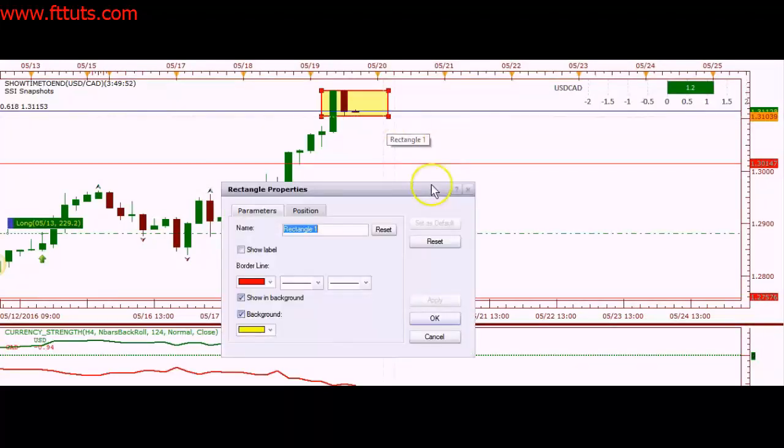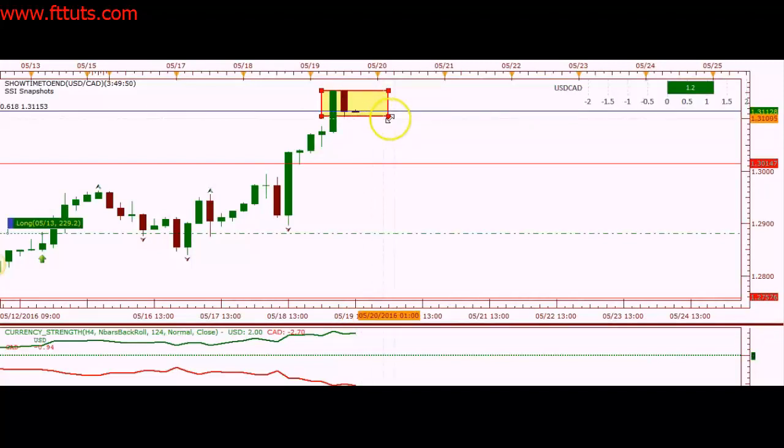Okay, but here we are boxed in currently. So basically we can see this level. We really want to violate that level to the upside, and we trade to the upside. So that's boxed in there.